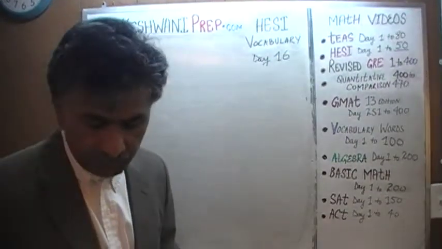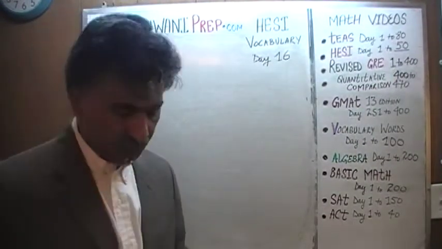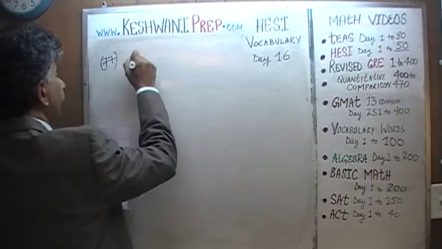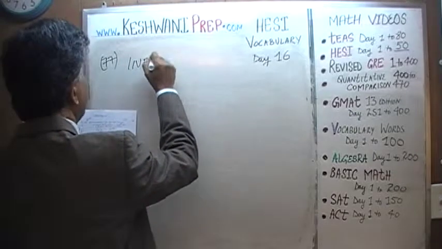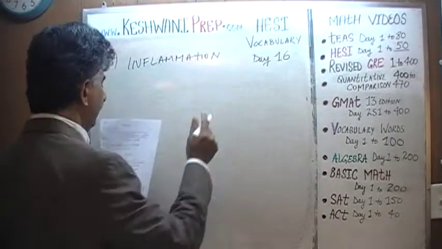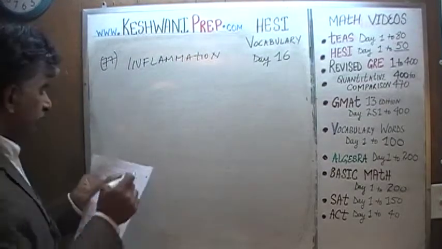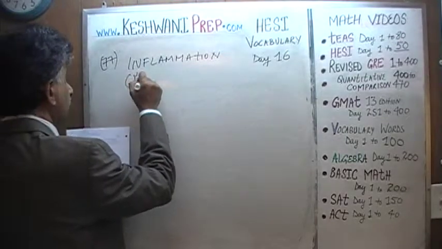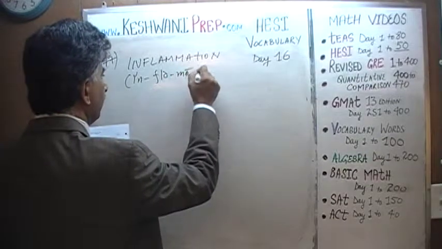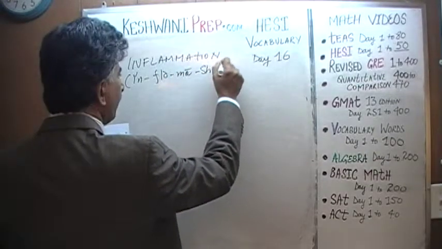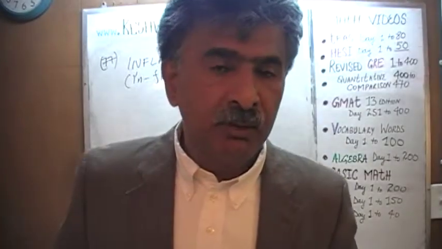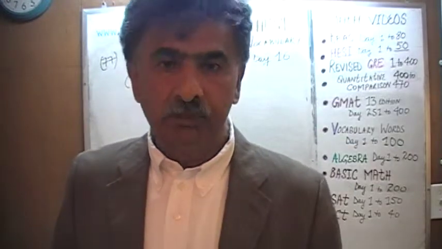We are on page number 51. The very first word we have to do today is number 77. Inflammation. What does it mean? Let's first take care of the pronunciation. Inflammation. That is what we always do. We make a point of putting down the pronunciation of the word, no matter how simple the pronunciation may be.